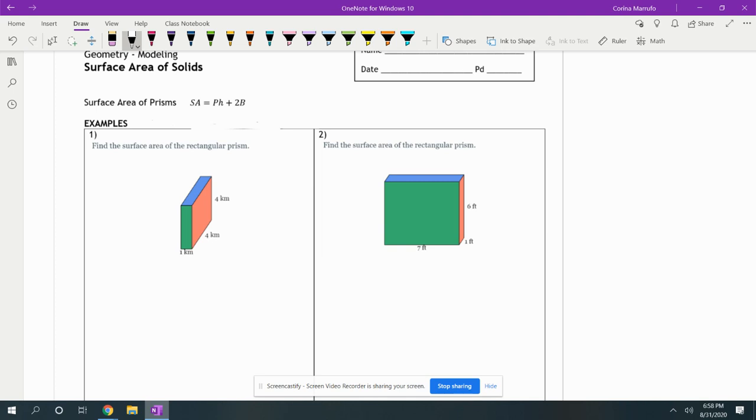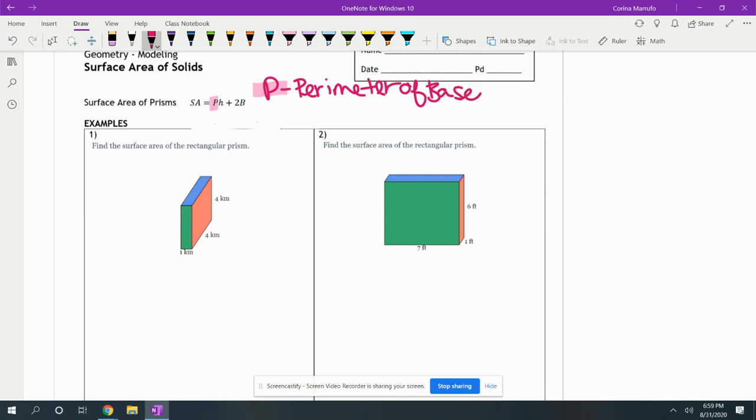So we're going to be finding surface area, but this time we're finding surface area of solids. So for a surface area of prisms, we have our formula right here, and it's PH plus 2B. So first, P. P stands for the perimeter of the base.